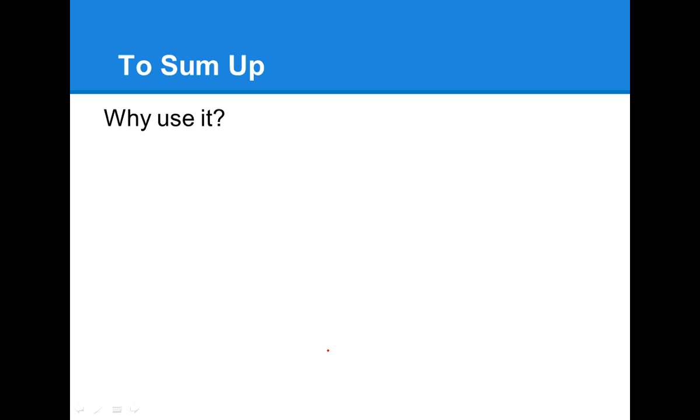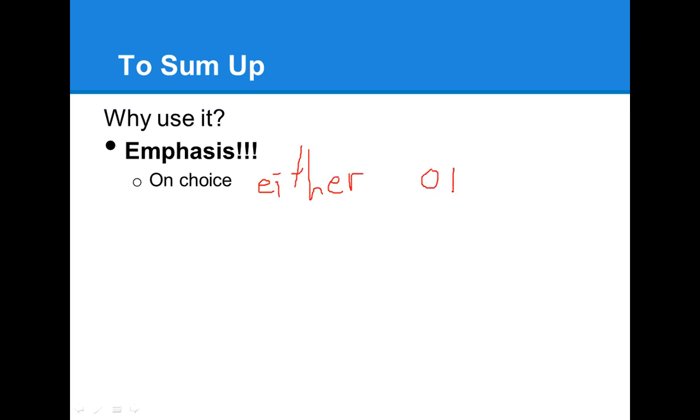Finally, why do I use either or, neither nor? Emphasis. It puts emphasis on choice, like either or. I can either do one thing or the other, not both. It puts emphasis on the lack of choice, as in I don't have a choice. I can neither do this nor that.